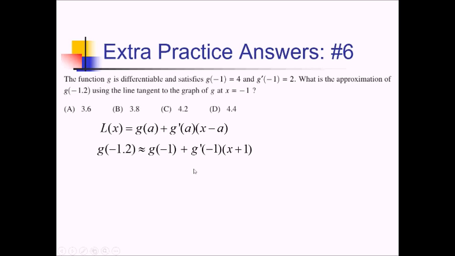Now the good news is I have values for all of these things. G of negative 1, they told us up here is 4. G prime of negative 1, they told us up here is 2. And if I'm trying to approximate negative 1.2, then I have to plug that in for the x in here. So this is negative 1.2 plus 1. And we are going to have to simplify this without a calculator. So this is going to be, let's see here, negative 1.2 plus 1, that's going to be negative 0.2. And then 2 times that gives me negative 0.4. 4 minus 0.4 is going to be 3.6. So that's giving me choice A.